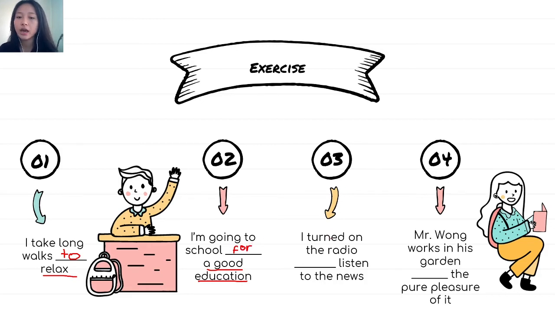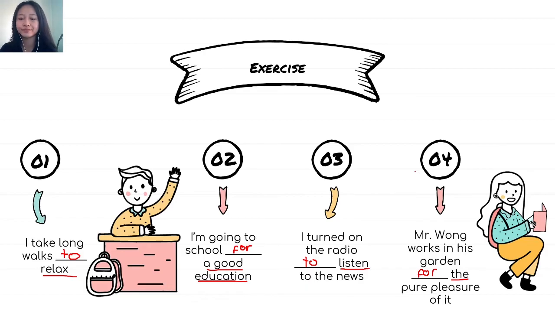And number 3, I would turn on the radio, blank, blank, blank, listen to the news. Listen is a verb, so you have to choose in order to or to here. And the number 4, Mr. Wong works in his garden, blank, blank, blank, the pure pleasure of it. The pure pleasure of it is a noun phrase, so you have to choose for here.